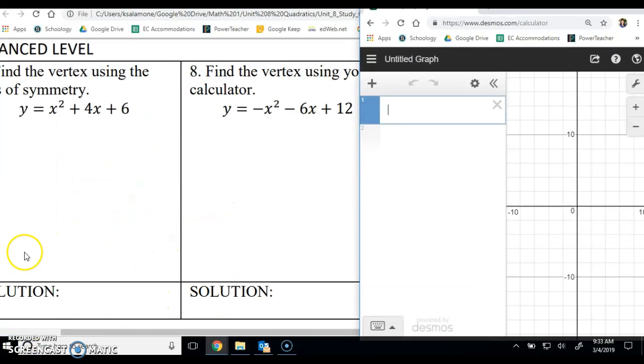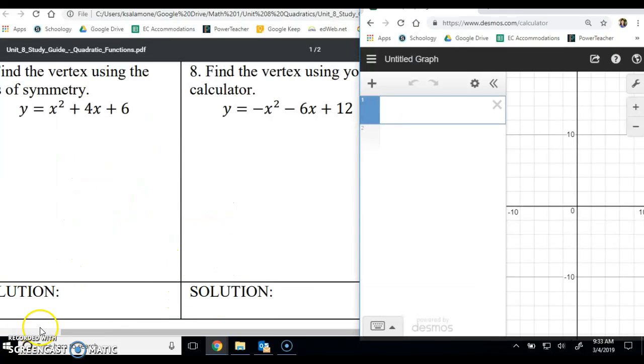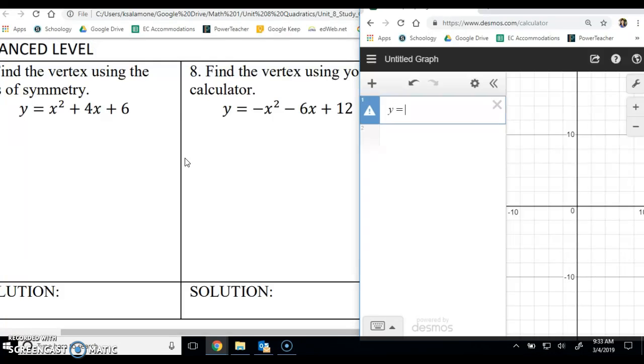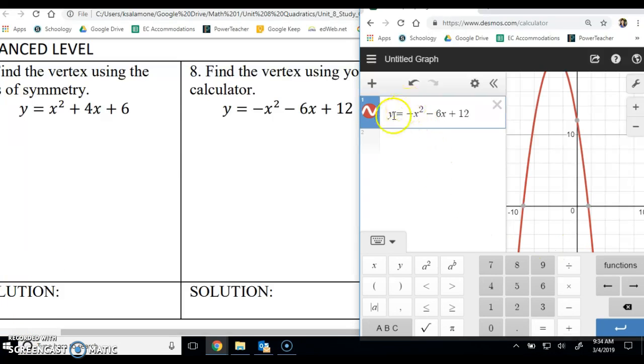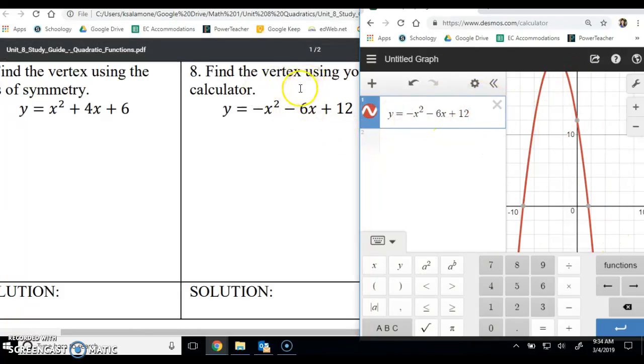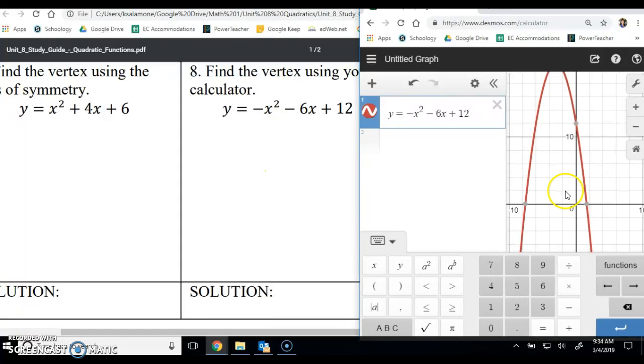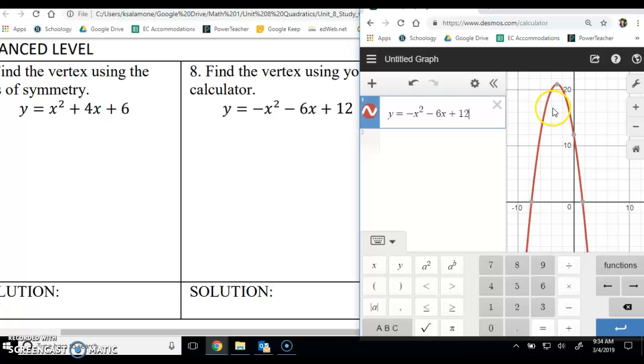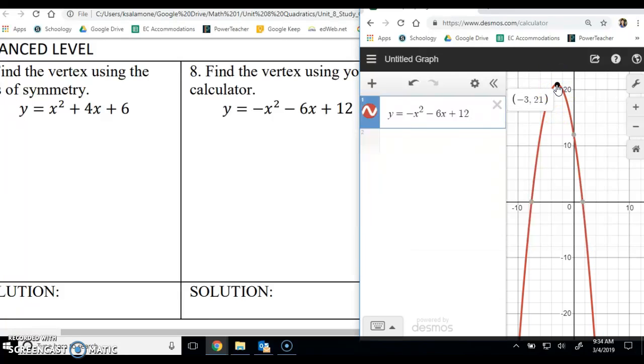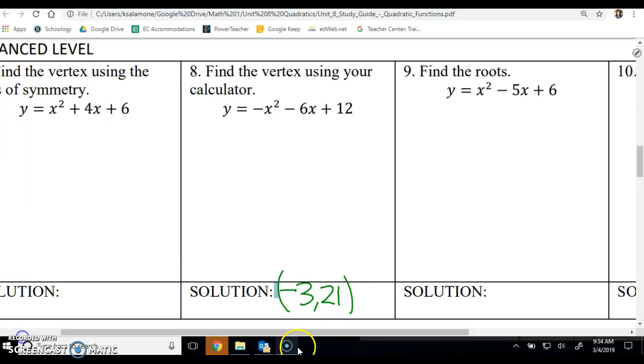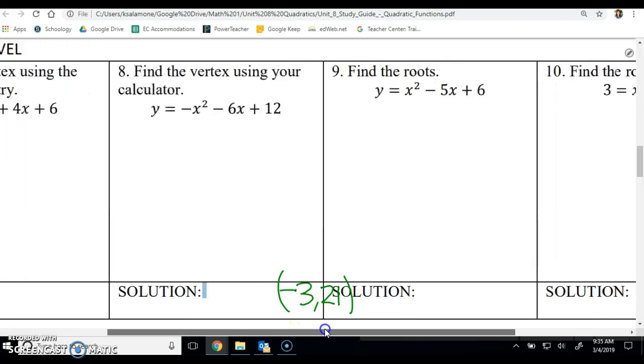Okay, number 8 asks us to find the vertex using your calculator. So this one's going to be a little easier. You don't have to do it by hand. We are just going to go into Desmos, though, and start plugging in what y equals. Okay, so I've plugged it into Desmos here, and it's given me my parabola, and I need to know the vertex. So the vertex, I might need to scroll right here. It's the very top. It has a maximum point. So if you just click right on that point, it'll tell you that your answer is negative 3, 21. Alright, so that would be the final answer on number 8.